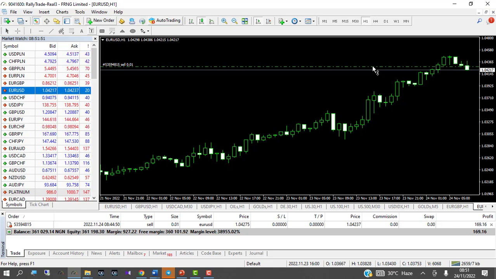You can just click and drag. Once you drag, a red dashed line will appear. That becomes either the stop loss or the take profit, depending on whether it is above the green dashed line or below. Now we are selling. Once we drag below the green dashed line, it will be our take profit.